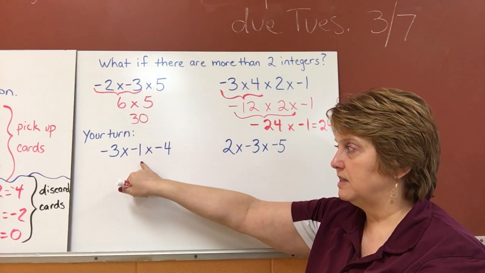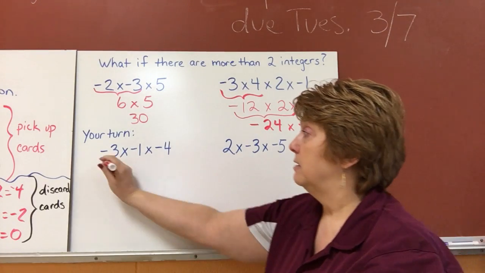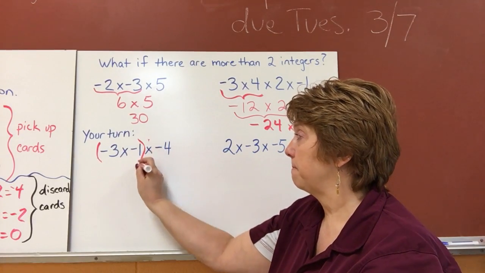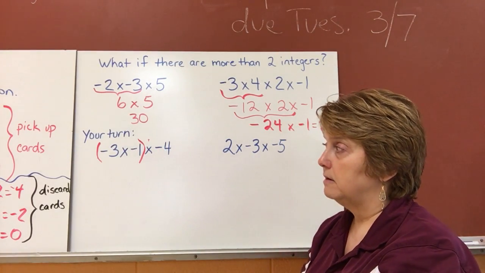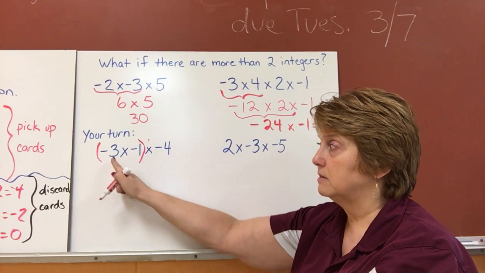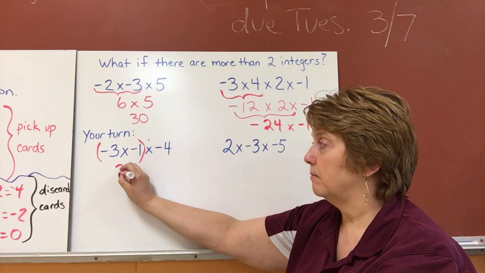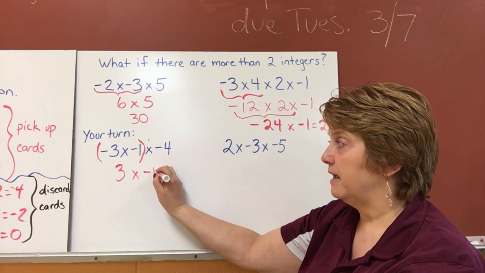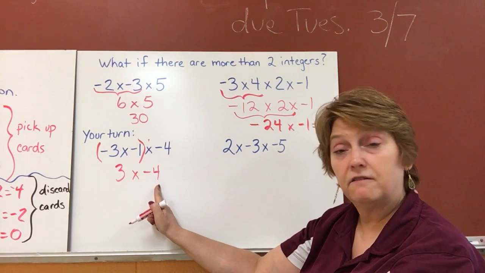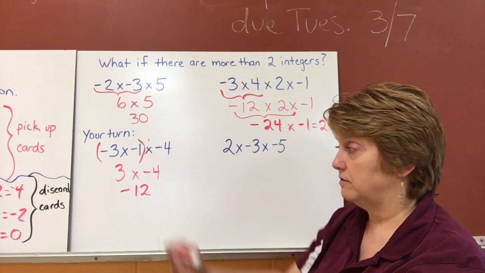Negative 3 times negative 1 times negative 4. If we take that one at a time, negative 3 times negative 1, I'll put parentheses around it this time. Negative 3 times negative 1, a negative times a negative. When we discard a negative card, it increases our score. So 3 times 1 is positive 3. Then we're going to multiply by a negative 4, and if I pick up 3 cards of negative 4, that's going to decrease my hand by 12.